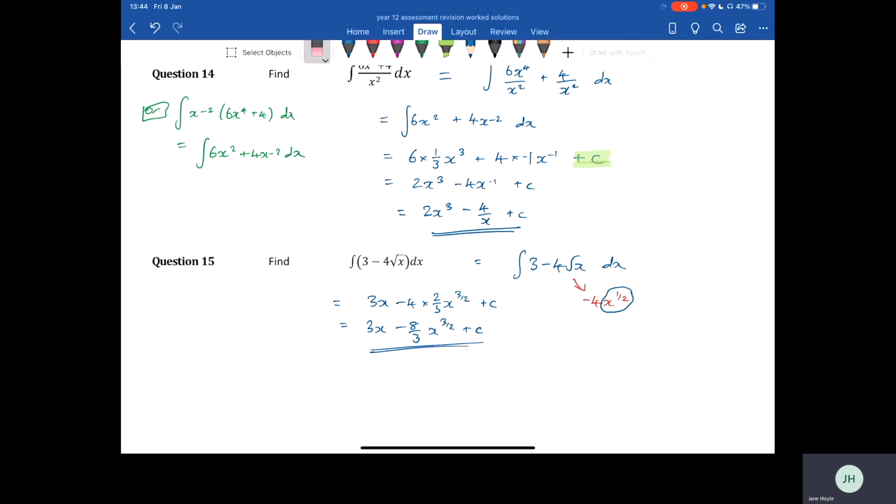There's no value really in writing that as square root of x all cubed, because it just looks really quite messy. So there's no benefit for that, so I'm just going to leave it as it is.